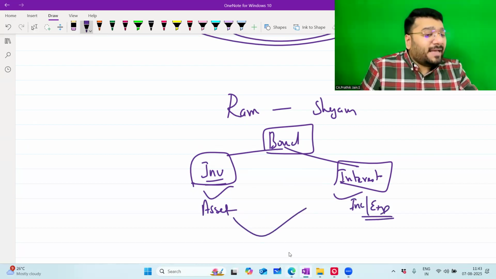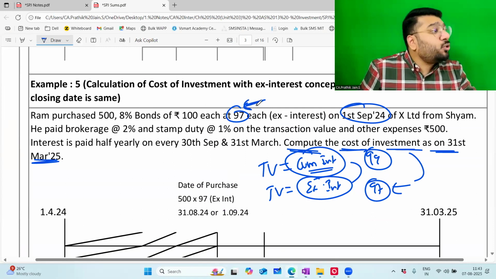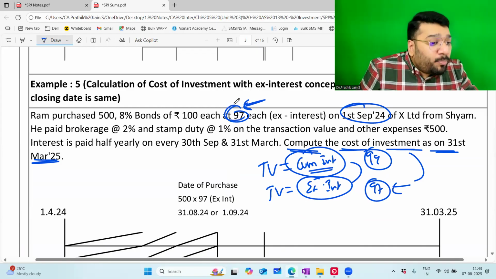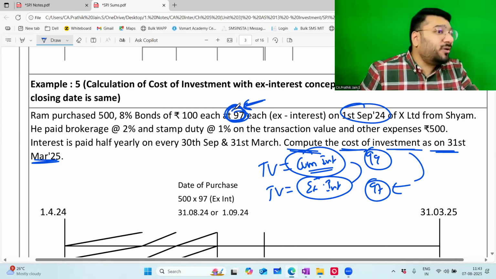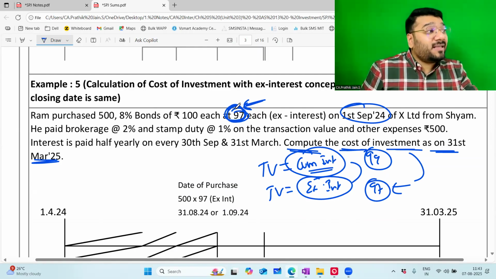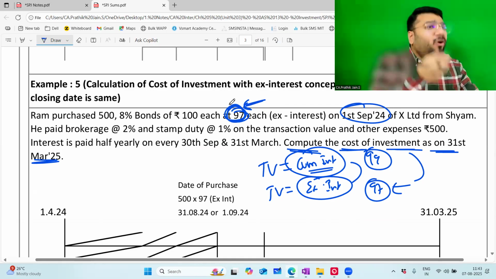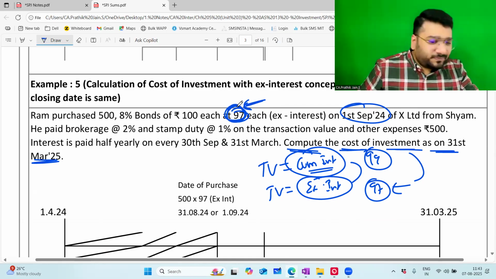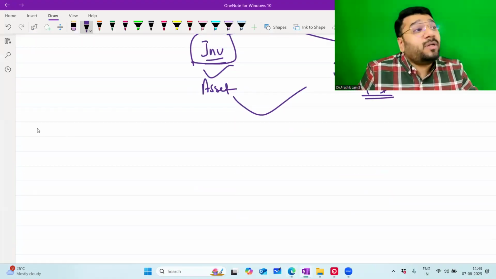Now first let me talk about ex interest. This 97 rupees is ex interest, excluding interest. Excluding interest means this is the pure purchase price of the bond. In this, interest is not included. If it is cum interest, then what will be the value? If you add interest, it could be 98 or 99 or 100. I'll tell you that value also. Now, I want to know what is the cost of investment.